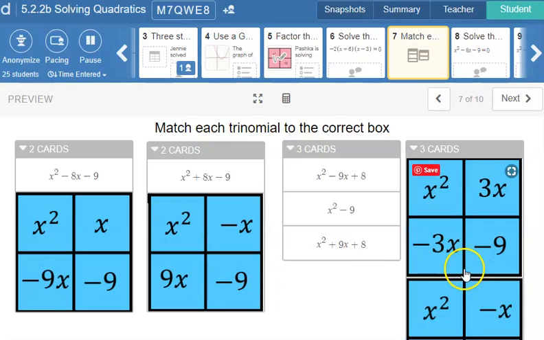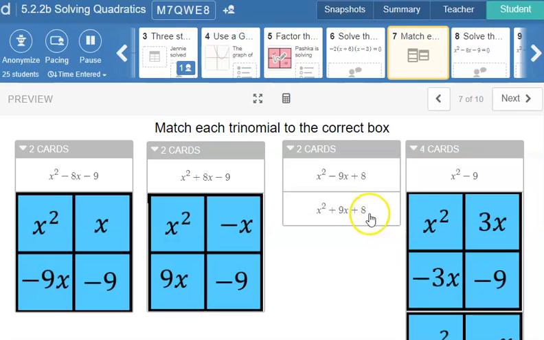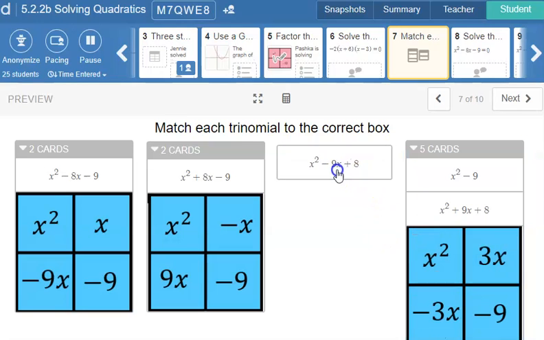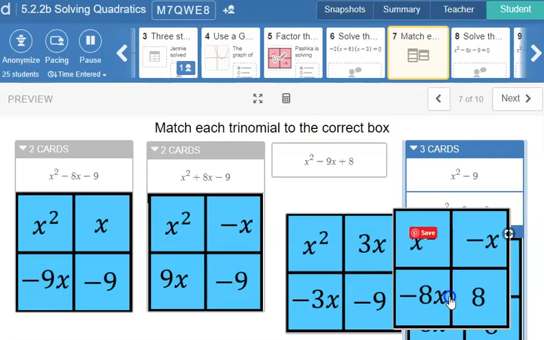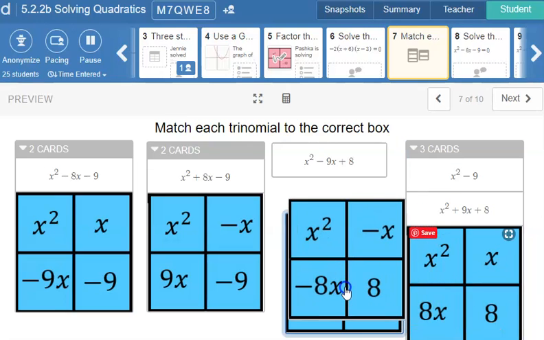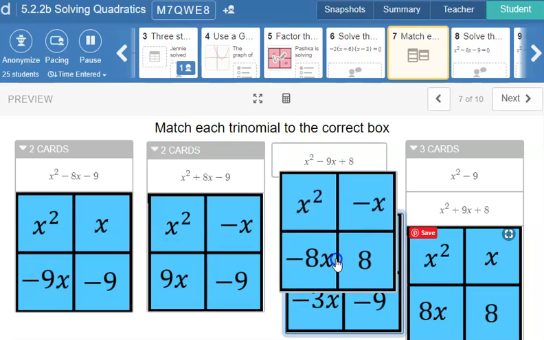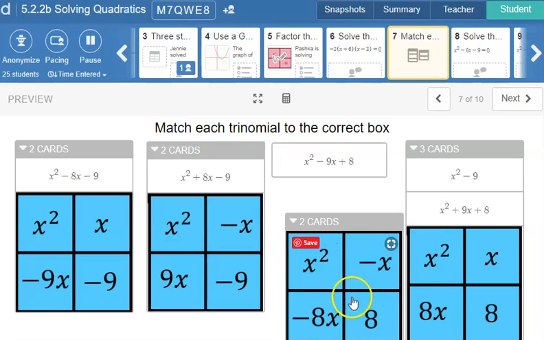Alright, so let's do, I don't know, how about that one? We got x squared minus 9x plus 8. Well, it has to have an 8 in the bottom right corner, so it's not this one. Could be this one. Let's see. Actually, that's the right one. Negative 8x and negative 1x do add up to negative 9x. So this one goes with that one.